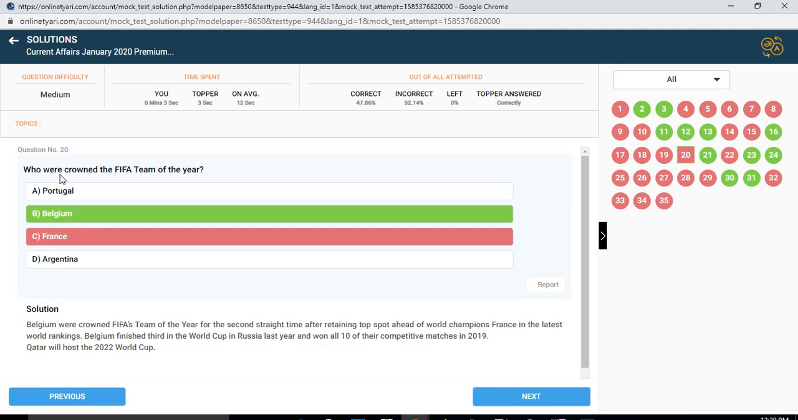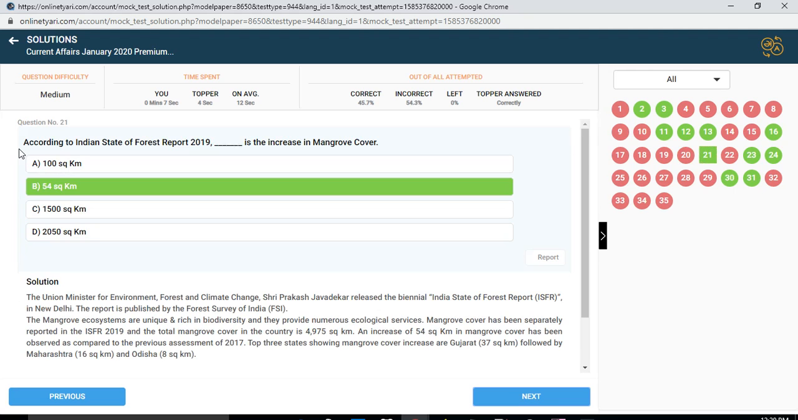Who were the FIFA Team of the Year? Belgium. Qatar will host the 2022 World Cup. According to the Indian State Forest report, the mangrove cover is 54 square kilometers.